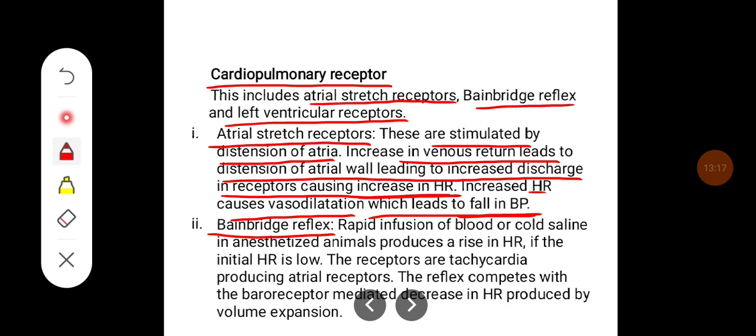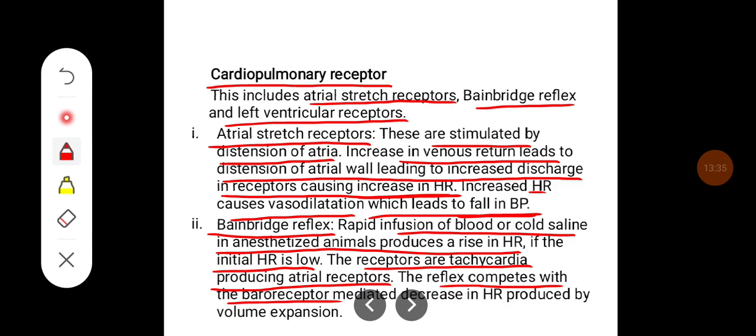Bainbridge reflex. Rapid infusion of blood or cold saline in an anesthetized animal produces rise in heart rate if the initial heart rate is low. The receptors are tachycardia producing atrial receptors. The reflex competes with the baroreceptor mediated decrease in heart rate produced by volume expansion.